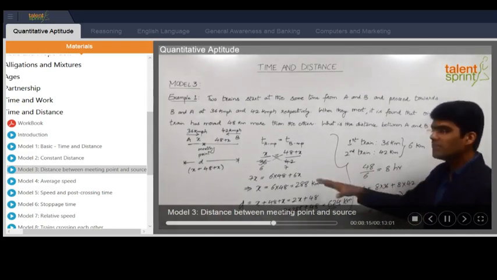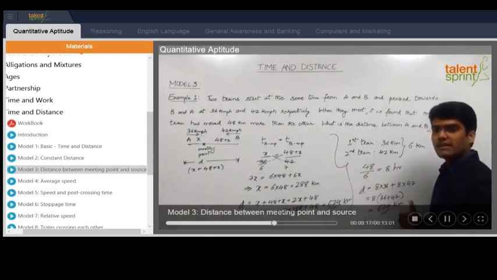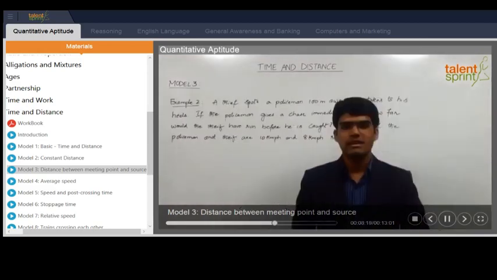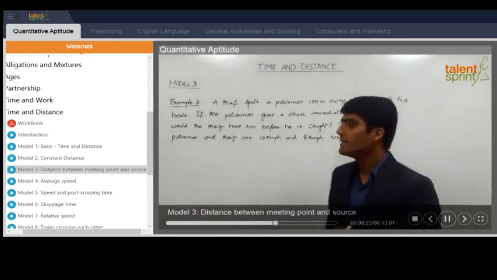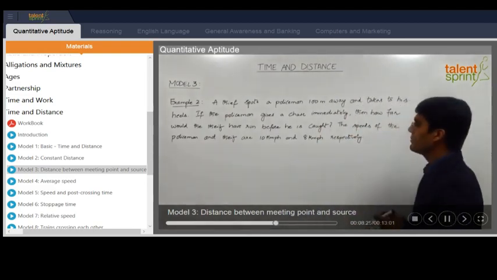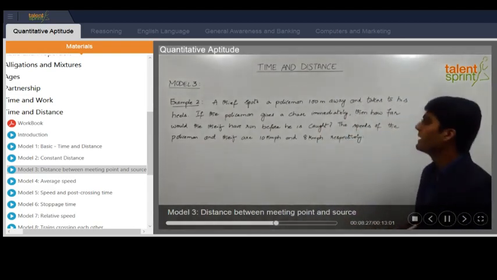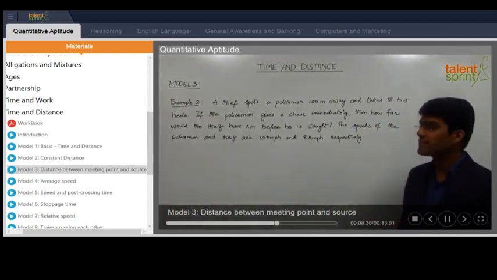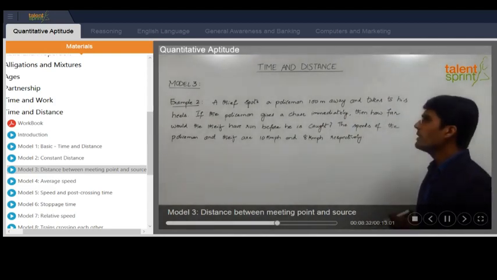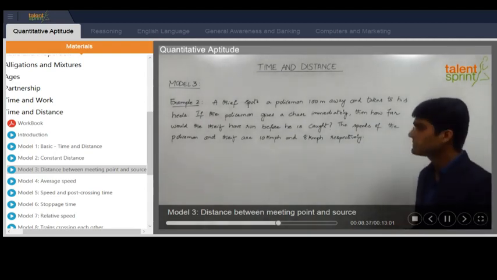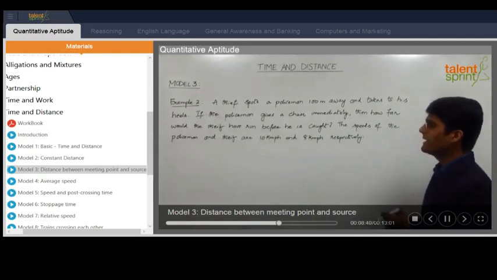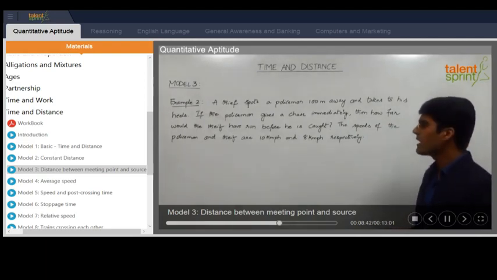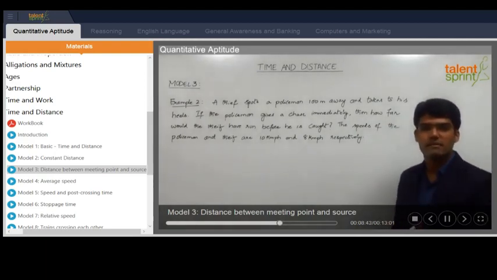So try avoiding those lengthy procedures and get the answer in a smart way. Let us now take another interesting example from Model 3. The question here is, a thief spots a policeman 100 meters away and takes to his heels. If the policeman gives a chase immediately, then how far would the thief have run before he is caught? The speeds of the policeman and the thief are 10 kilometers per hour and 8 kilometers per hour respectively.